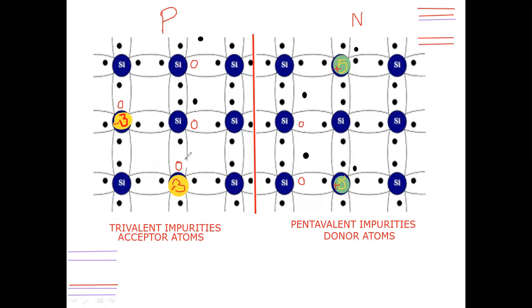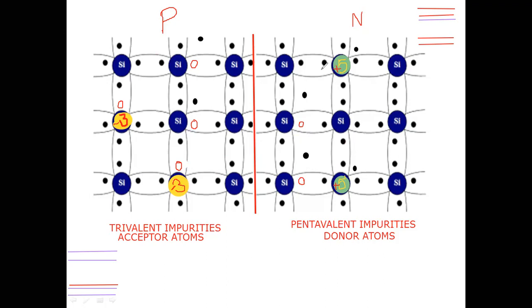So if it accepts an electron, then it will become a negative charged ion. Keep in mind, it is an ion now. It is ionized, because accepting or losing an electron will make the atom ionized.